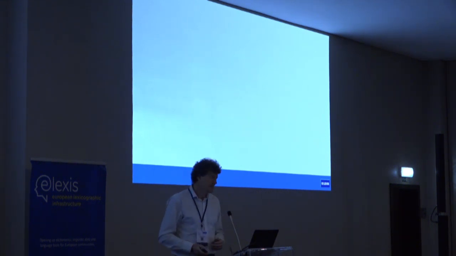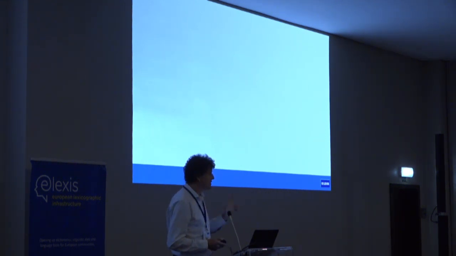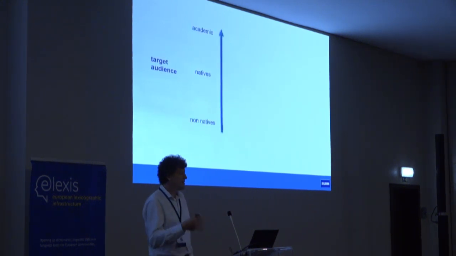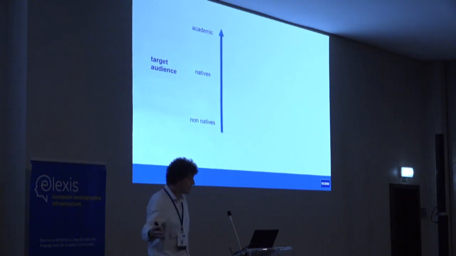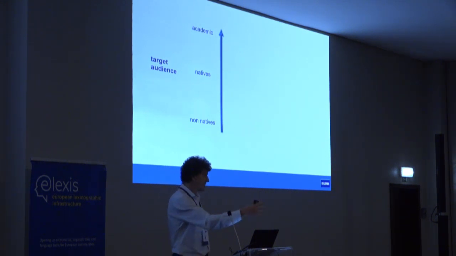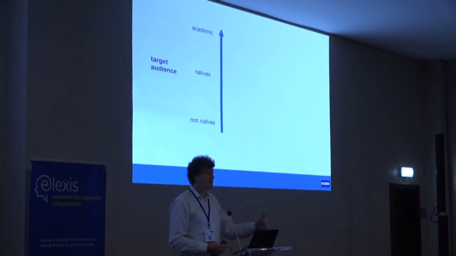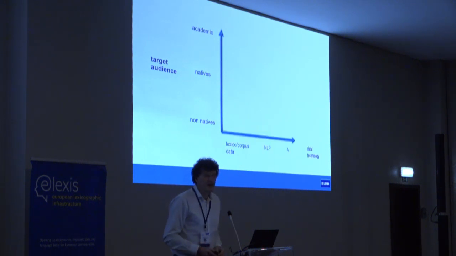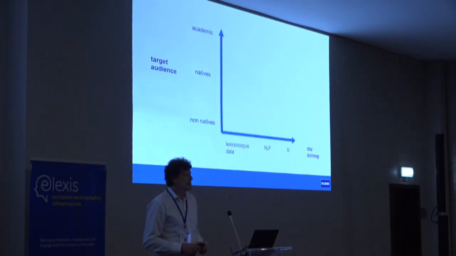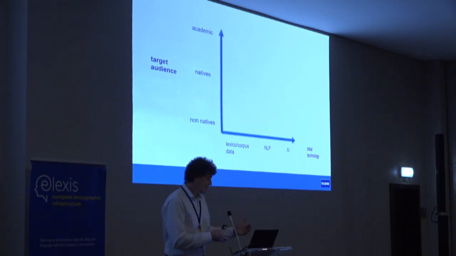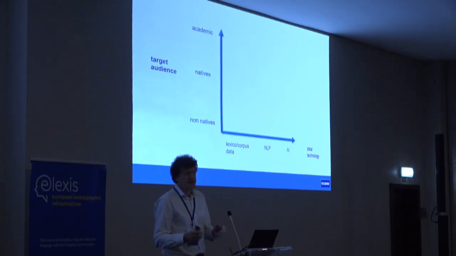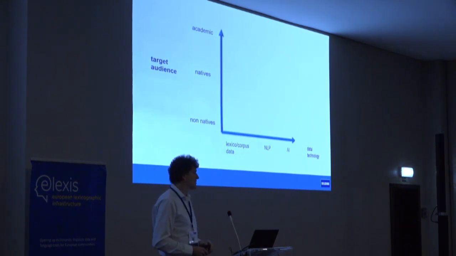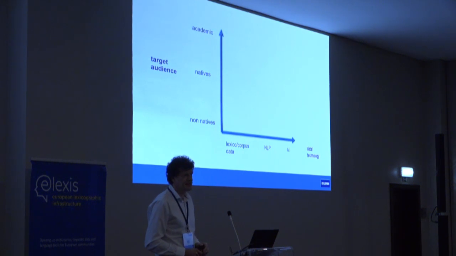Okay, but we have 3 more important characteristics, I think. The first one is that you need to make a different version according to your target audience. So for Dutch, we have 3 different versions, 1 for non-natives, 1 for natives, and 1 for academics. That's very important. Another important characteristic is the fact that we not only introduce lexicographic data, also data taken from corpus analysis, but also NLP techniques and even a flavor of artificial intelligence. I will come back to this later on.